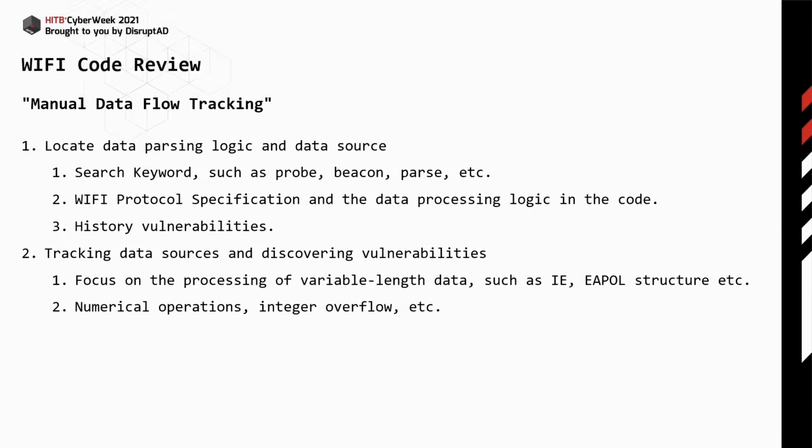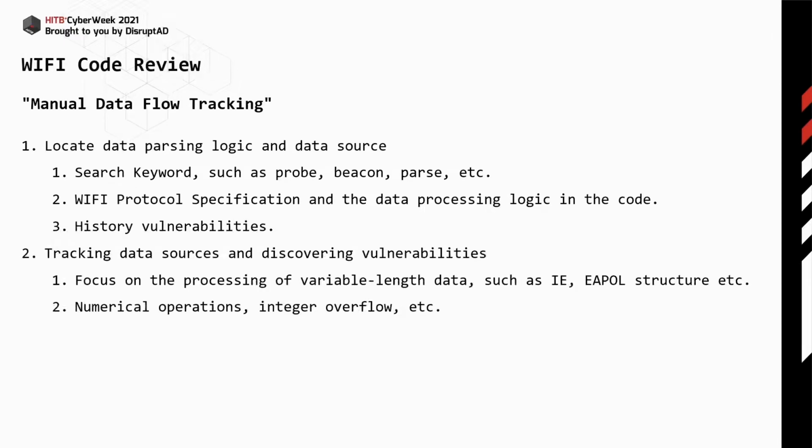First, we can search some keywords in the code, such as probe, beacon, and other keywords related to the Wi-Fi protocol. In addition, we can also use some common function name keywords, such as path, handle. Second, we can find the target code according to the Wi-Fi protocol specification and the processing logic in the code.